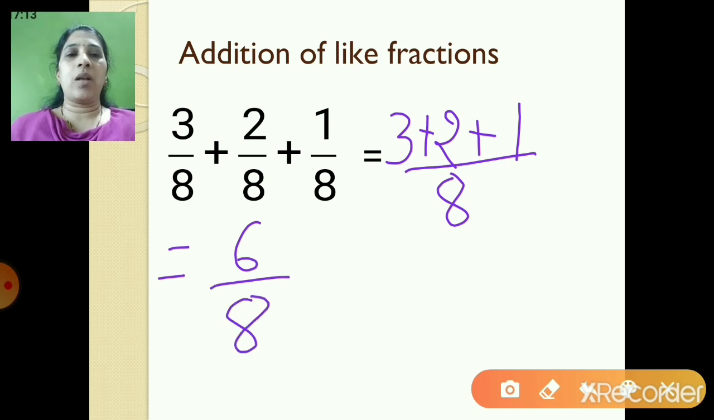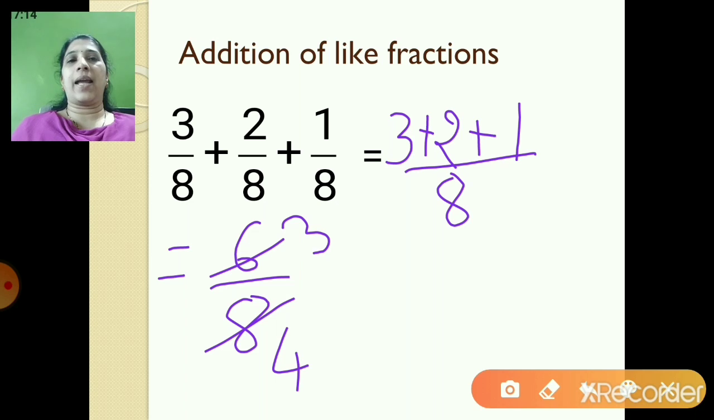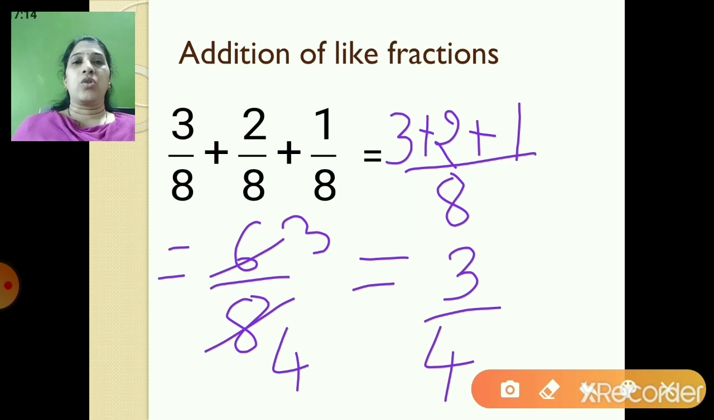6 upon 8, right? But children, you can see that 6 upon 8 is further divisible, right? You can divide it further. So in the 2's table, you can see both 6 and 8. So 2 3s are 6 and 2 4s are 8. So you will write is equal to 3 upon 4. So you have to see whenever after addition, whether whatever fraction you get, whether it is further divisible or not. Till that time you have to carry out the fraction.